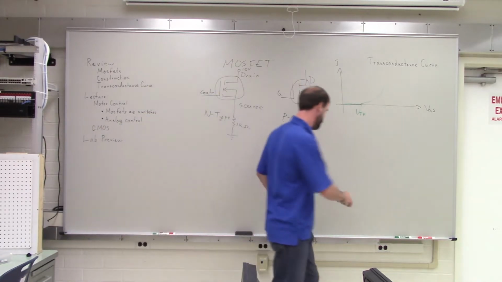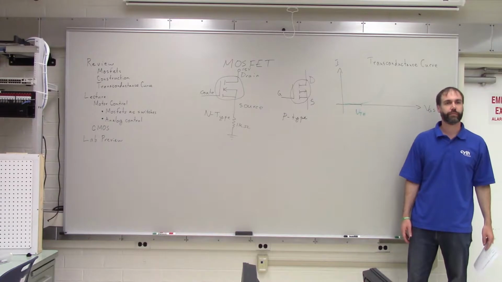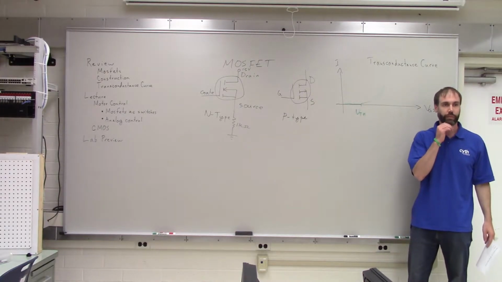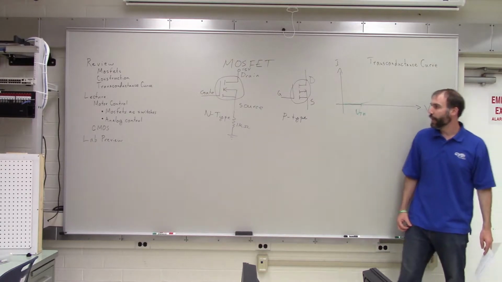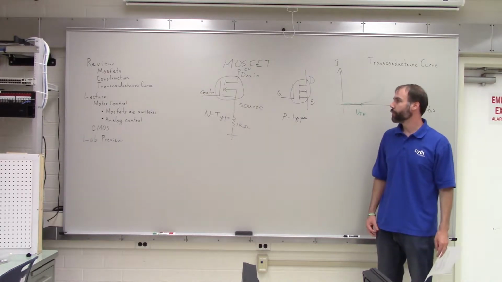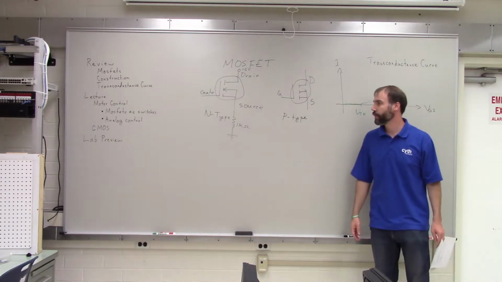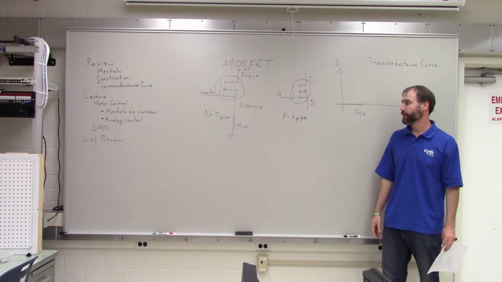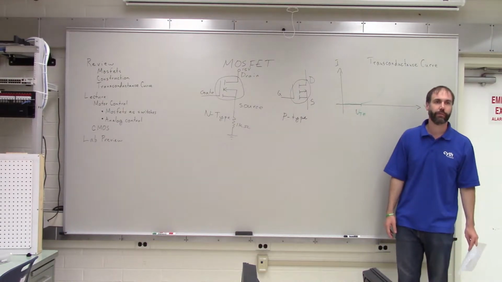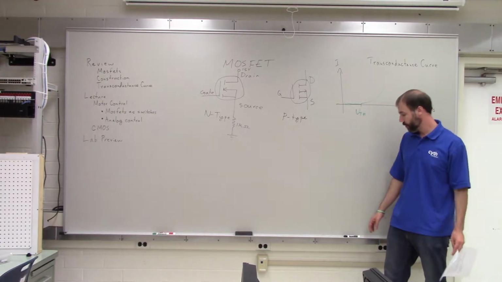Okay, so other questions about MOSFETs? Okay, cool. So today, we're going to use MOSFETs to do a couple of things. We're going to use them to control motors, and we're going to talk about how we can use a pair of MOSFETs as a CMOS device. All right? So let's start off by talking about motor control.